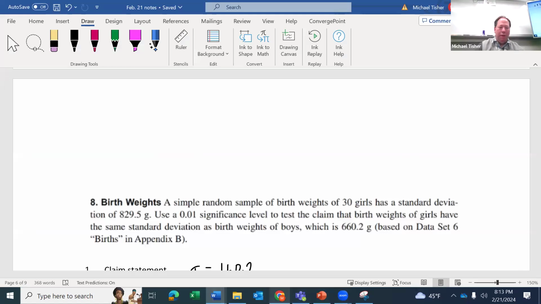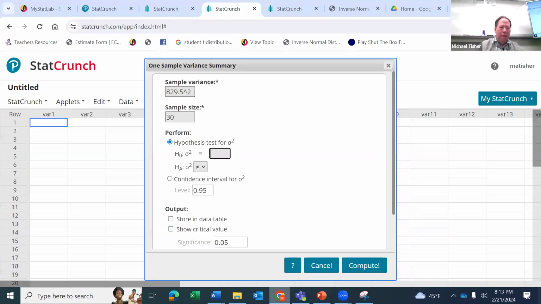660.2, but we also have to square it. So we'll type 660.2 caret 2, like that. And then HA is what? Not equal to, so it's already chosen for us there. And then do all this stuff, store in data table, show critical value. And make sure to enter in the right significance level after that.